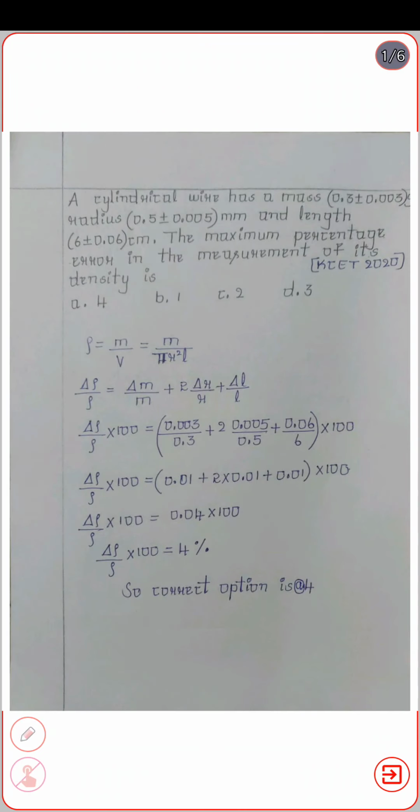Hi everyone, welcome back. Today we are going to solve a few more questions of KCET. The first question I have taken here is related to errors. The question is from KCET 2020.